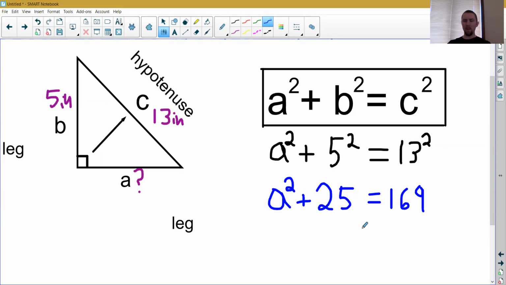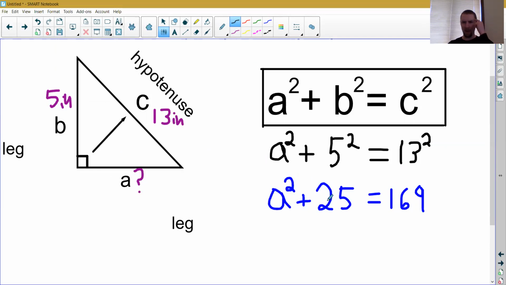And now, this looks like an algebra equation that we were solving back in chapter 3, 4, 5, 6, something like that. And we're going to try to do similar things here. Remember, our end goal is to figure out what A equals, right? So the first thing that I want to get rid of is this plus 25 right here. I don't want to see a plus 25 attached to my variable A anymore because I want the A to be by itself. So I'm going to get rid of the plus 25.